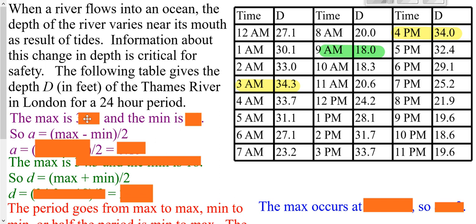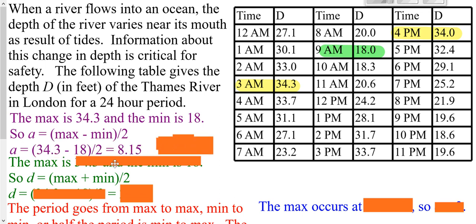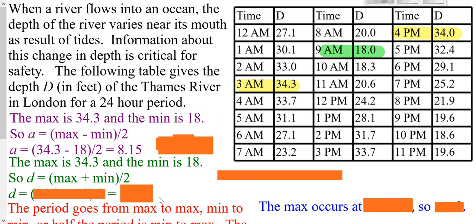So we have our maximum, and then we can see our minimum, the lowest point, is at 18. So we can find our A value, max minus min, divided by 2. And then our max plus our min divided by 2 for our D value.